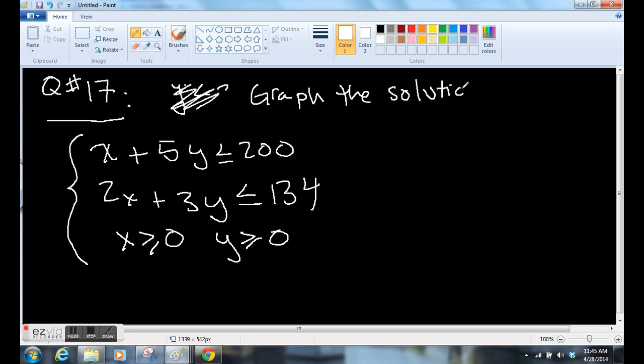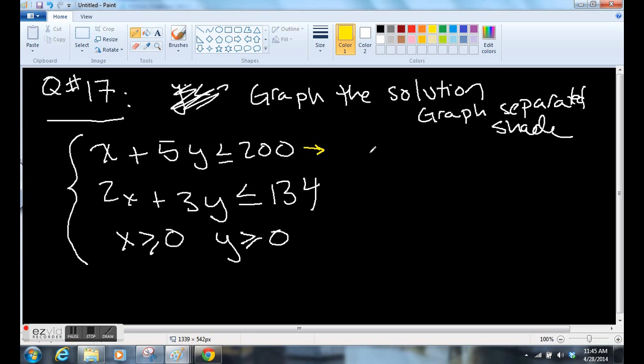You're going to graph each one separately and shade in the area where they are all true. So you're going to graph sort of separately, except they're all going to be on the same graph, and then shade where they overlap. So in order to graph each one, I'm going to do the same thing that I would do just to graph one of them.